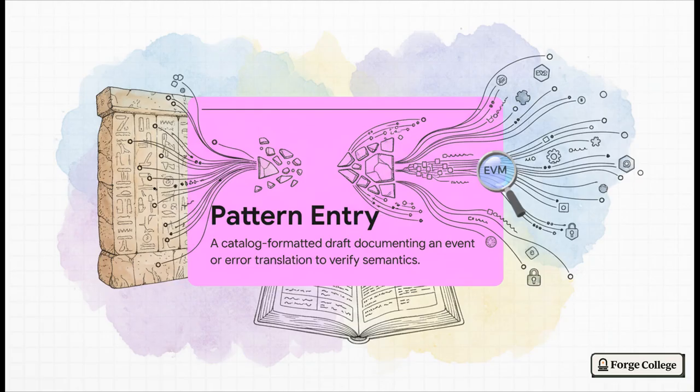That is exactly why we need what we call a pattern entry. Think of this as the Rosetta Stone for your engineering team. It's a meticulously formatted draft that documents an event or error translation. It verifies that the semantics actually survive the jump between chains, and it empowers your whole team to scale their Solana translation seamlessly without constantly reinventing the wheel.